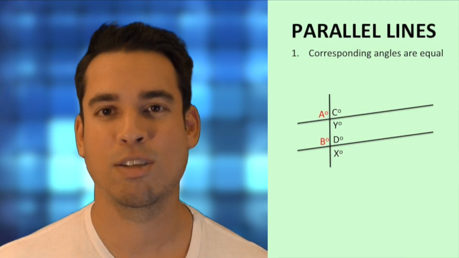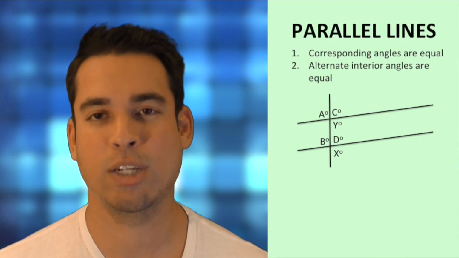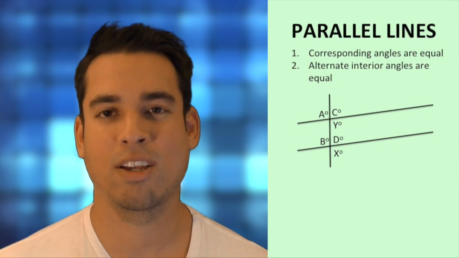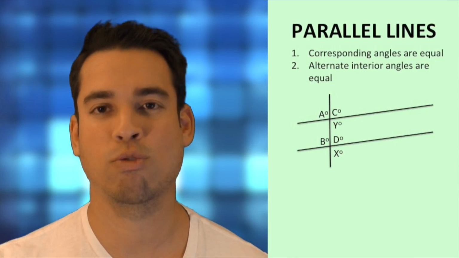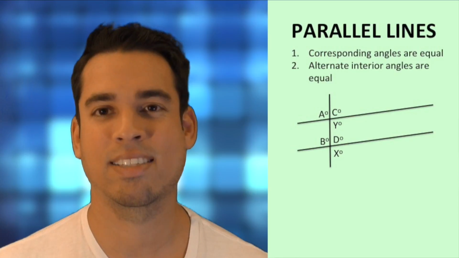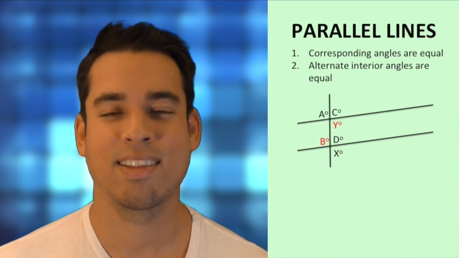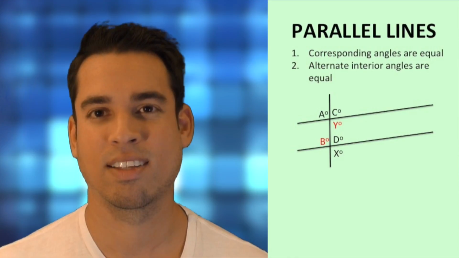The next thing to be aware of is alternate interior angles are also equal. So alternate interior angles in this case are angles on opposite sides of the transversal, but both on the interior of these parallel lines. So in this case, it's B and Y. They are alternate interior angles, and they of course are equal.